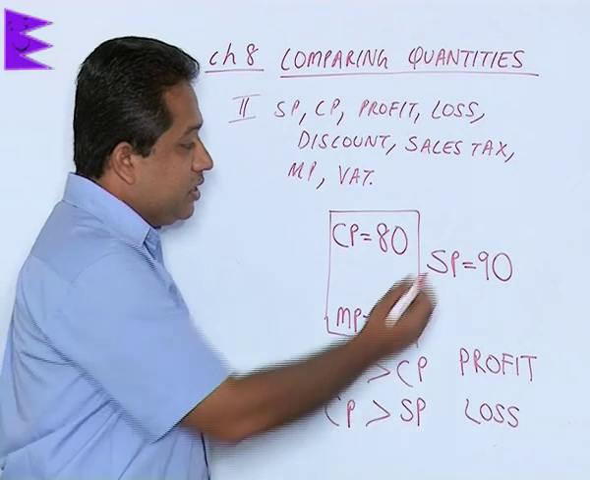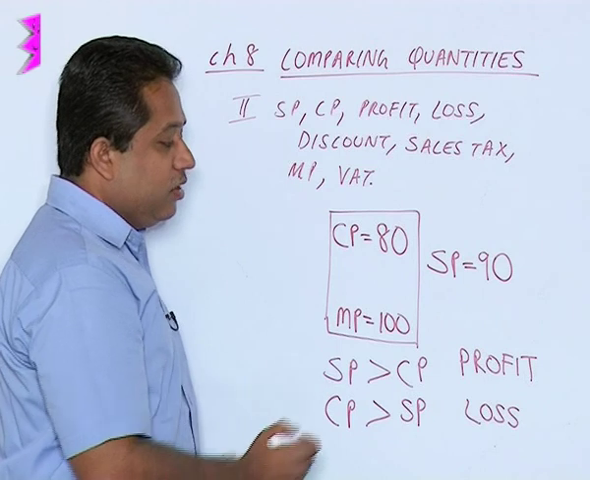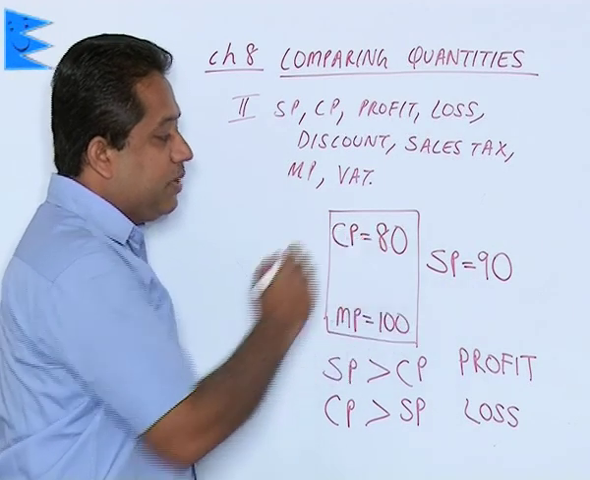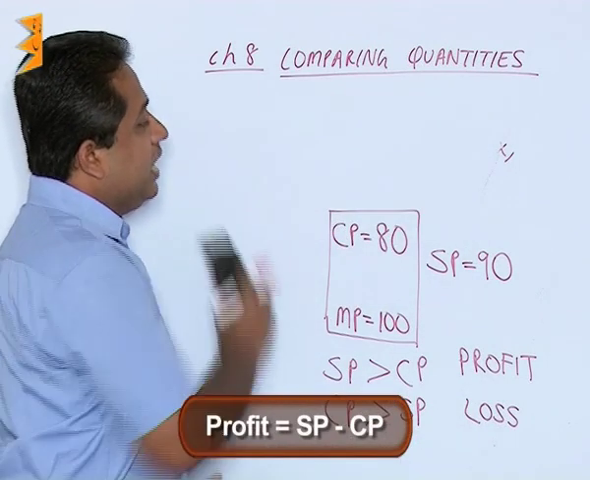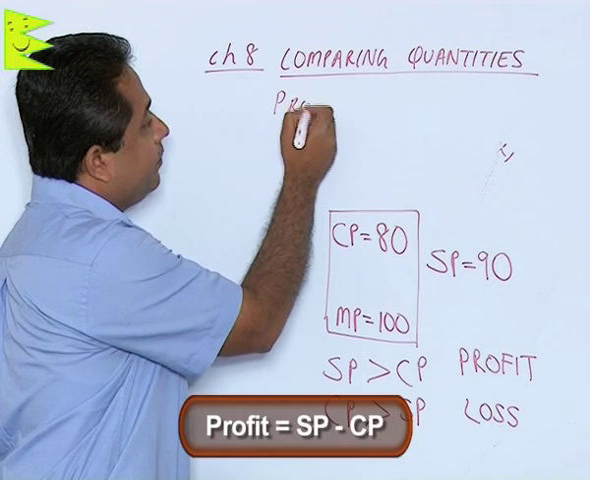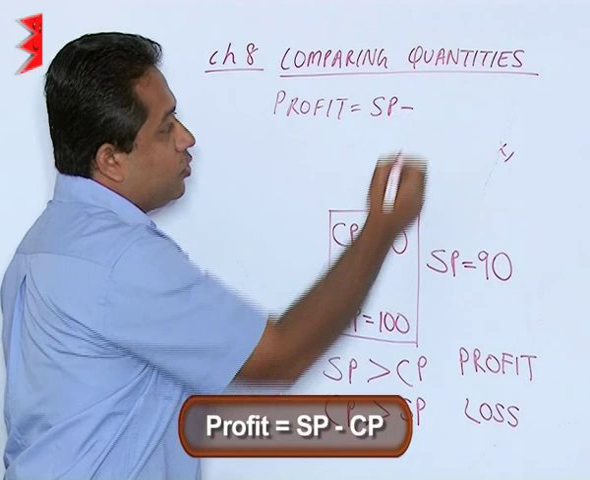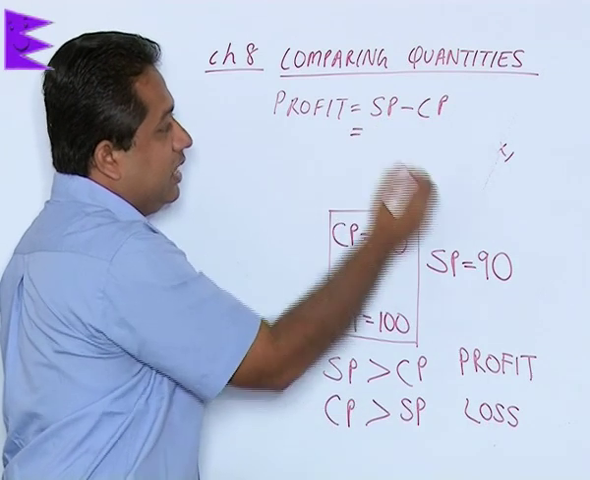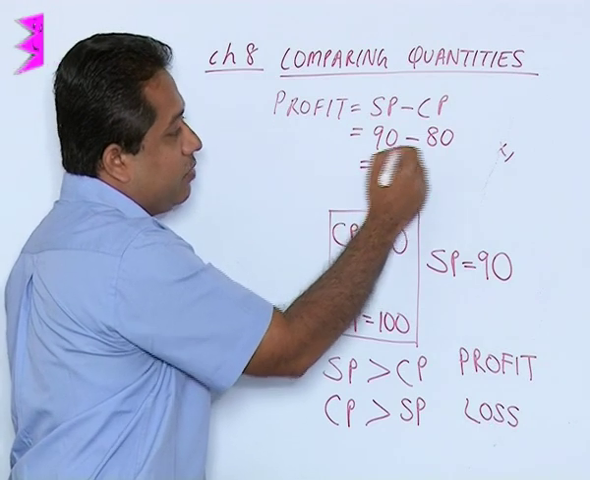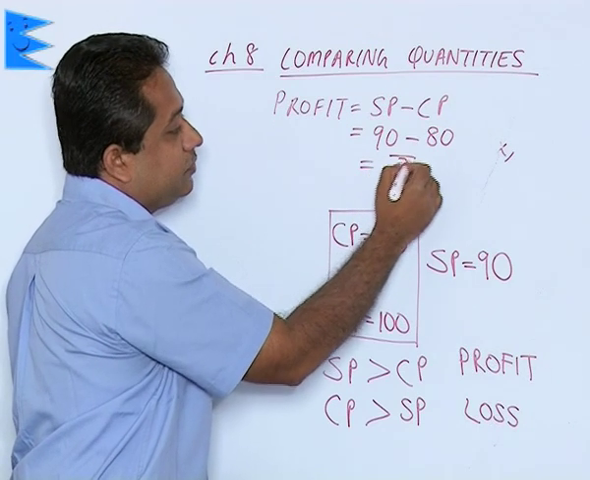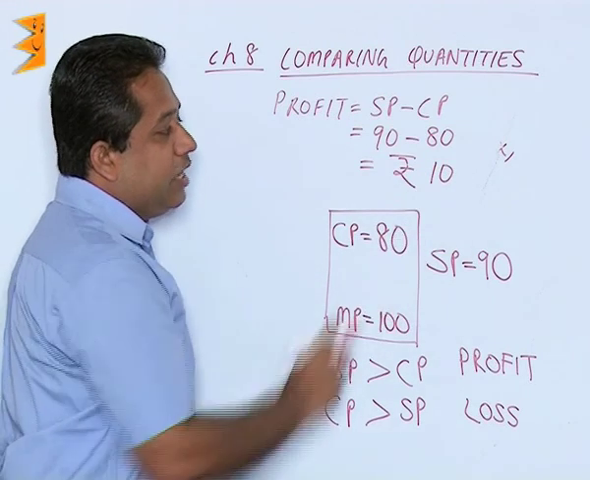So if selling price is more than the cost price, he has a profit. Now how much profit does he have? To find out the profit, we can subtract the SP and CP. So we can say that profit is equal to selling price minus cost price. So in the example that we took, the selling price is more than the cost price, so we can say his profit is 90 minus 80, so his profit is 10 rupees. So here he gets a 10 rupees profit.